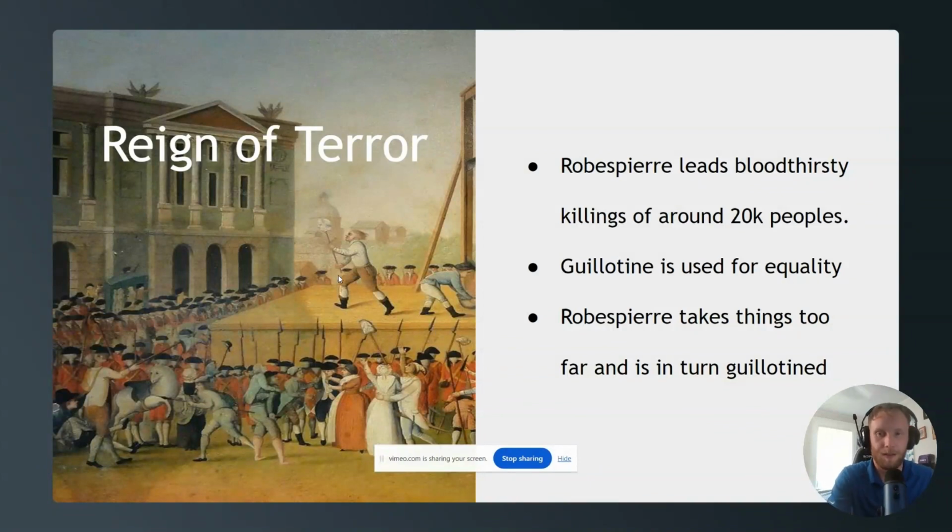Now, in this picture here, we see something that happened a lot during the Revolution, which is when they put people's heads on a spike, pretty metal, and they would march them around the streets. And I think you've seen that on the Assassin's Creed video before.